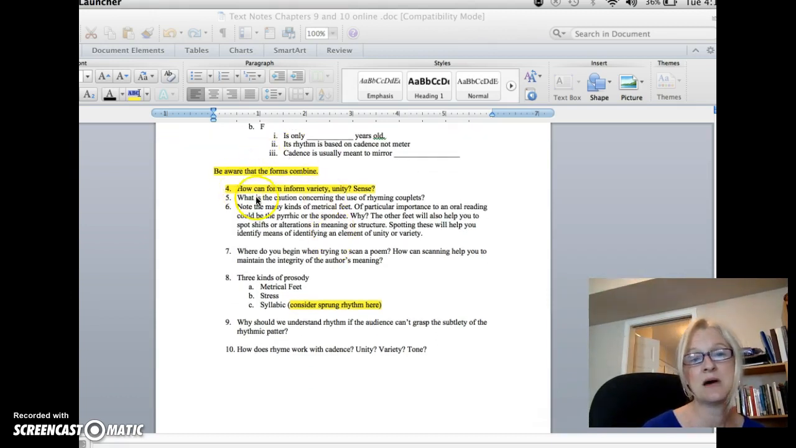I want you to always think about how form can inform variety, unity, and sense. You know, a famous example I mentioned last time, The Highwayman, and that meter often sounds like somebody marching. The Charge of the Light Brigade, the meter is often said to sound like the forward motion of soldiers.